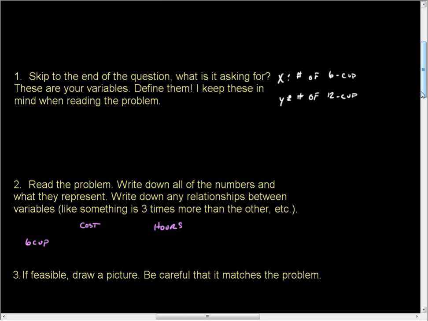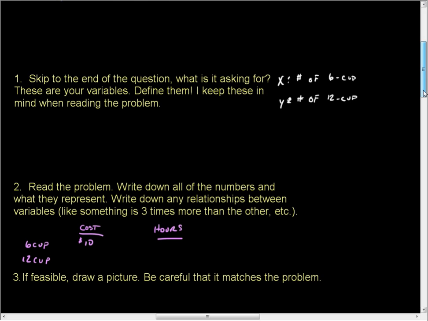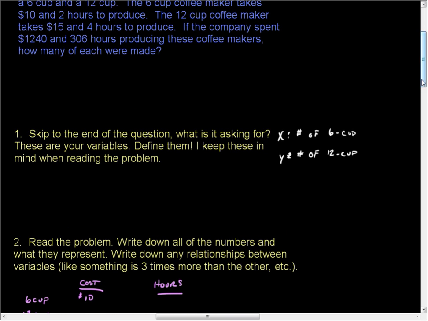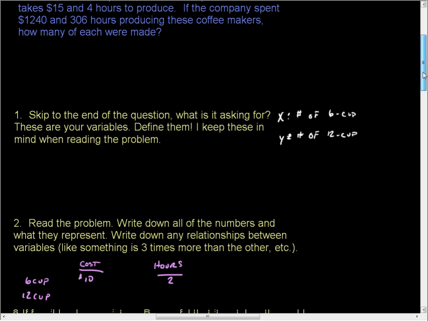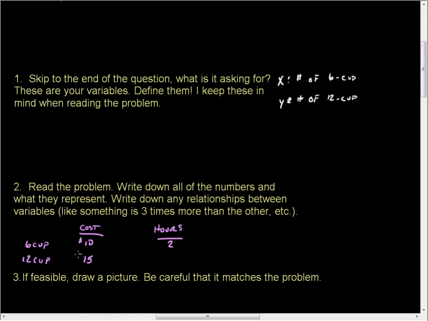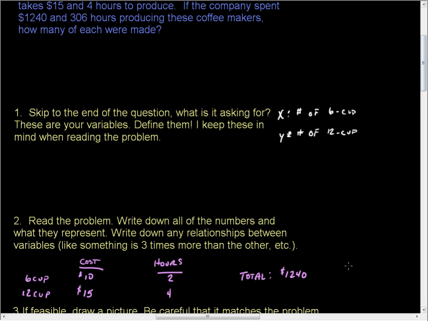Then let me scroll down here just a little bit. I'll put on my 12 cup. Okay, so now my 6 cup costs $10. Let me go back and make sure: $10 and 2 hours to produce. My 12 cup took $15 and 4 hours. Okay. Total, I spent $1,240 and 306 hours.